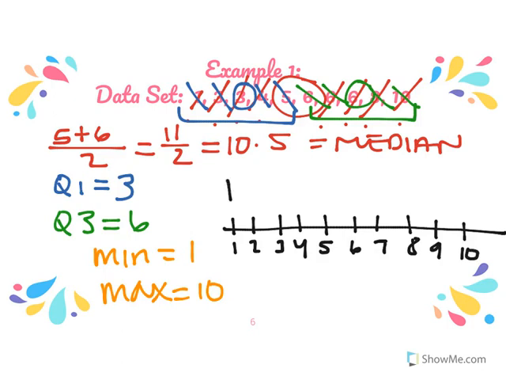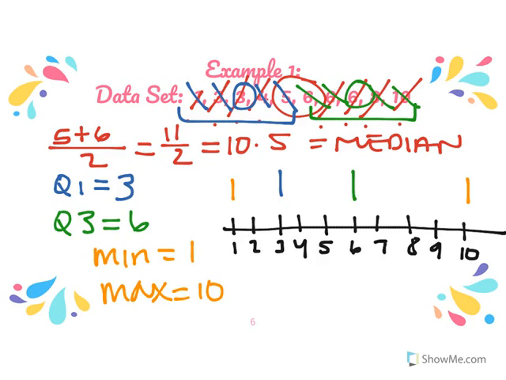So our min is at 1. We could even color coordinate them like we have them. So 1, and 10 is our max. Then we had our quartile 1, which is at 3, our quartile 3, which is at 6, and our median, which was at 10.5.